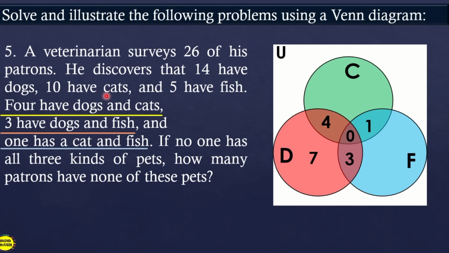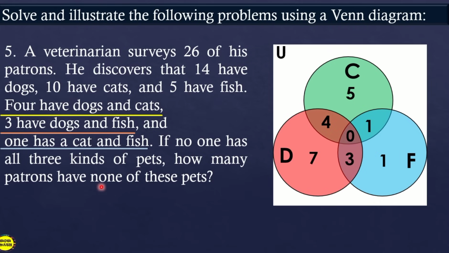Next. 10 have cats. So, ito si cats. Okay? Meron na tayong 4 and 1. So, 10 minus 5, that is 5. And then, 5 have fish. So, ito po yung fish natin. Okay, so dun sa fish, meron na tayong 1 and 3. So, that is 4. So, 5 minus 4, we only have 1 here. Okay, now, let us answer the question. How many patrons have none of these pets?